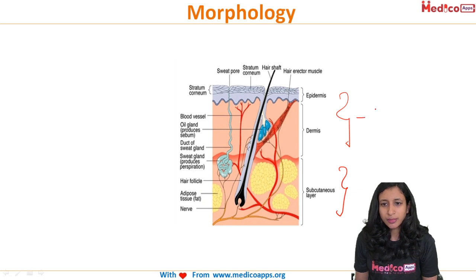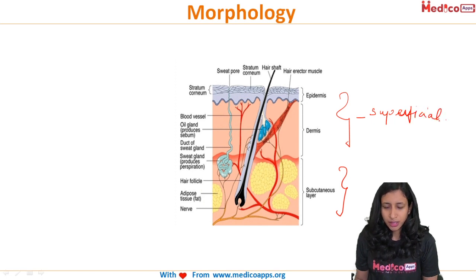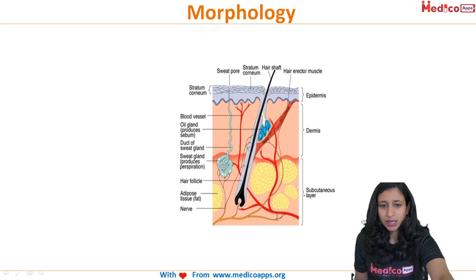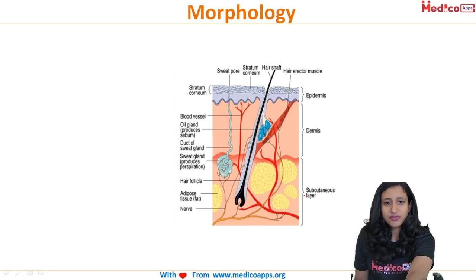So when we were talking about superficial mycosis, we were only referring to the involvement of this particular layer. But when I am discussing subcutaneous mycosis, I am talking about the involvement of the subcutaneous layer as well. Now, what are the various conditions that you have to know for this? What are the various conditions which are commonly seen?